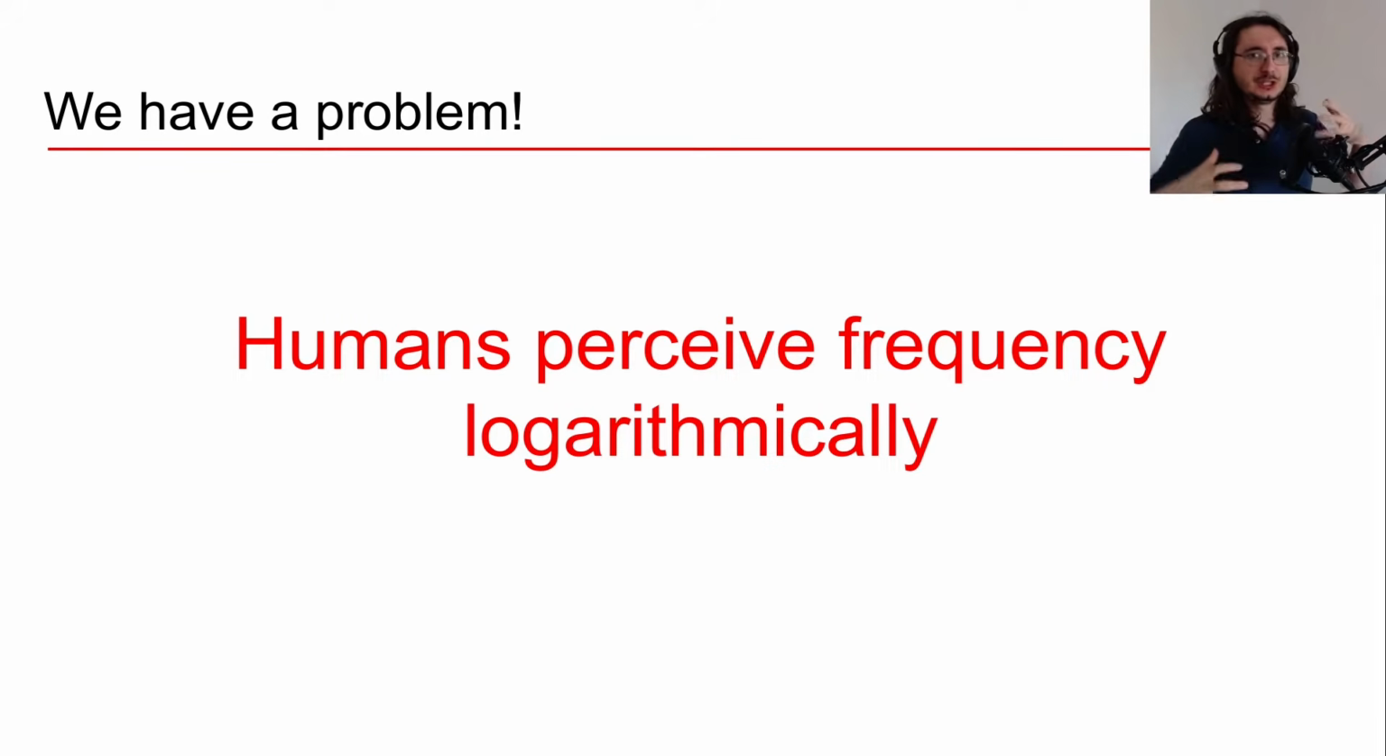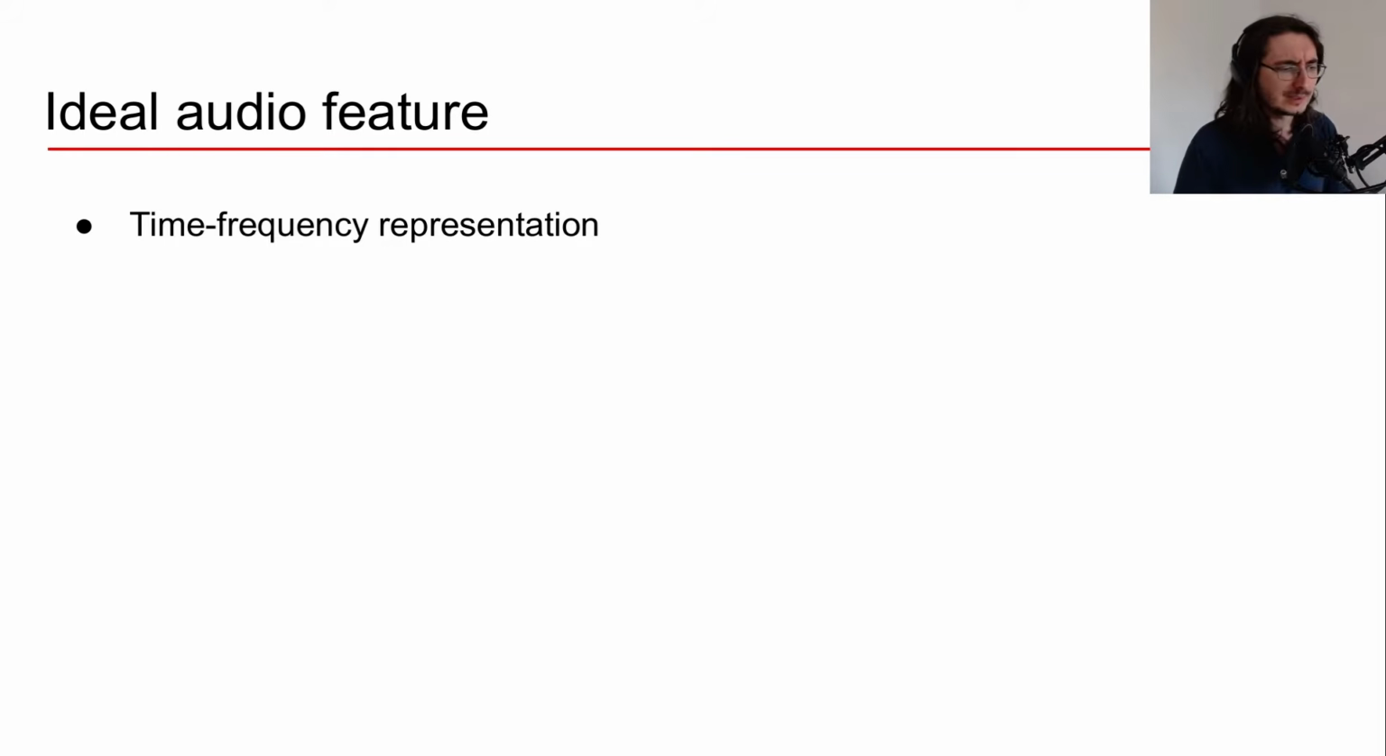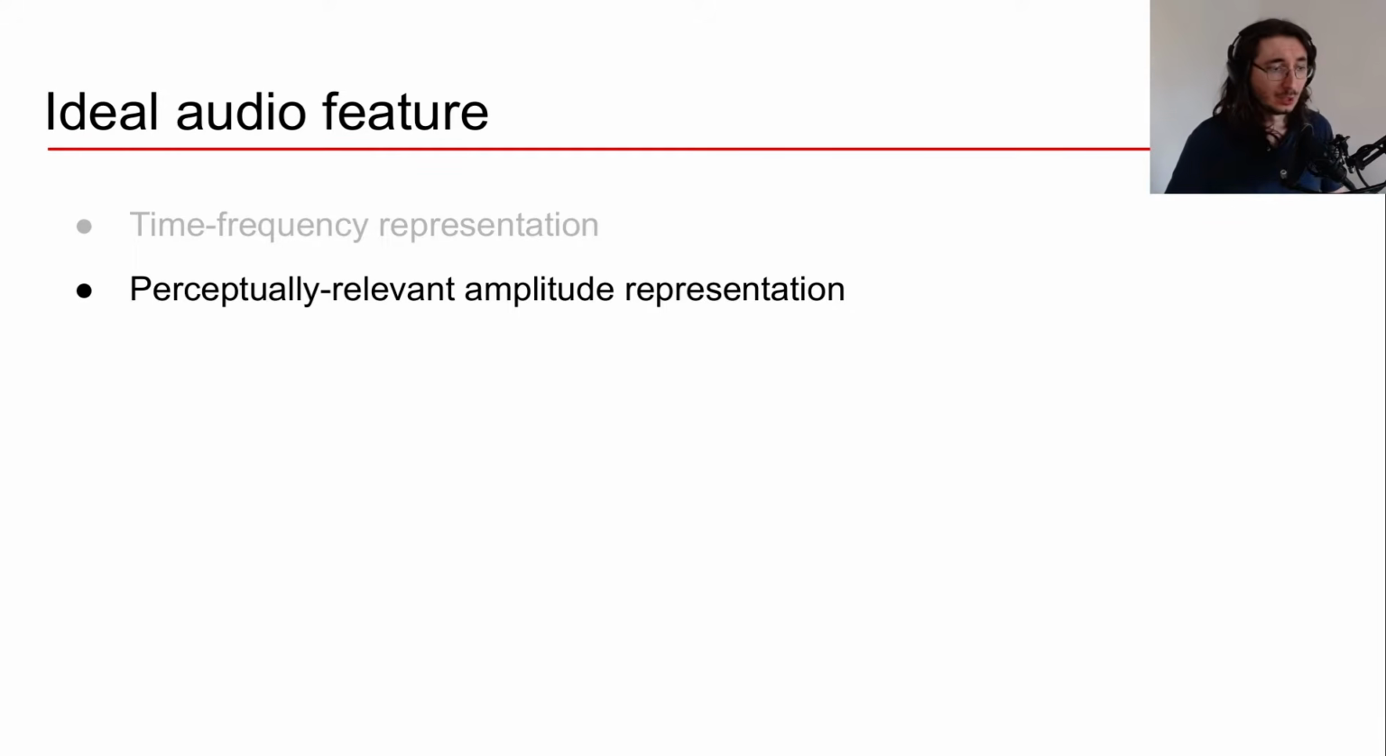Now, let's think about an ideal audio feature that would make the most sense to feed to our machine learning and deep learning algorithms. First of all, we want some kind of a time-frequency representation, because we want to know how the different frequencies in a signal evolve over time. Then we want this feature to have a perceptually relevant amplitude representation. And this, once again, is because amplitude and the way we perceive it is logarithmic. It's not linear, right? Both of these things we can achieve with vanilla spectrograms, and indeed we have log-amplitude spectrograms, as we saw in the previous video.